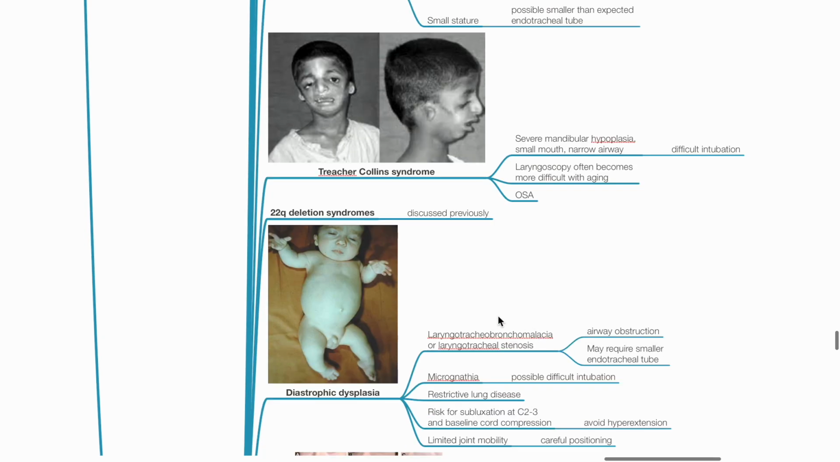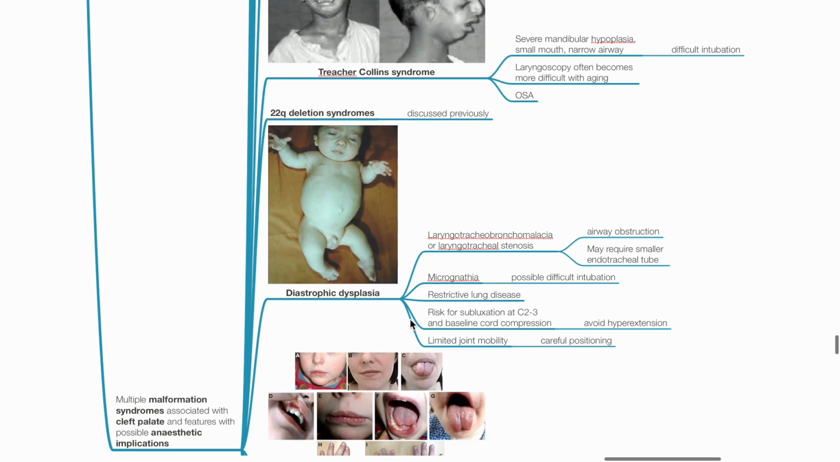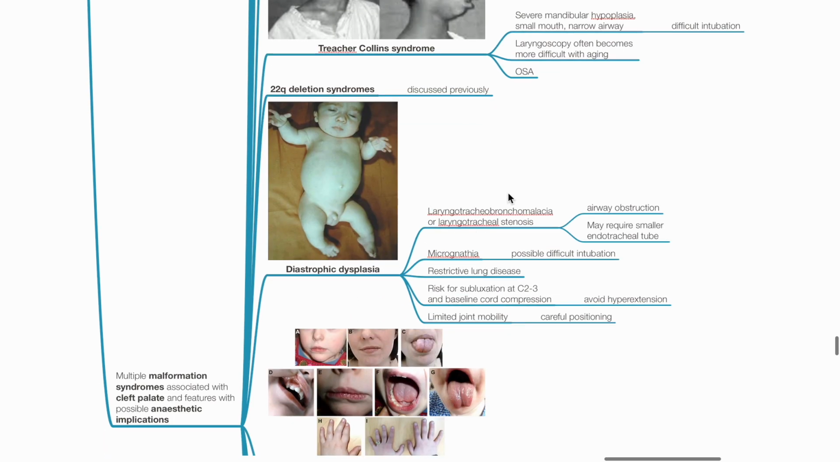DiGeorge syndrome has been discussed previously. Diastrophic dysplasia. Features include laryngotracheobronchomalacia or laryngotracheal stenosis. The patient may have airway obstruction and may require a smaller endotracheal tube. Micrognathia may lead to difficult intubation. The patient may have restrictive lung disease, risk of subluxation at C2 and C3 with spinal cord compression. Avoid hyperextension of the neck. Limited joint mobility. Ensure careful positioning.